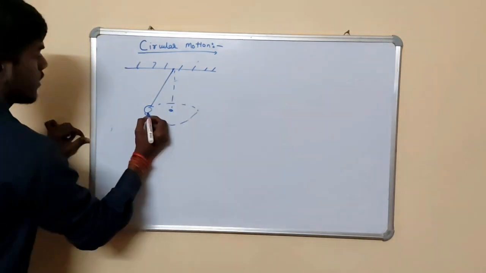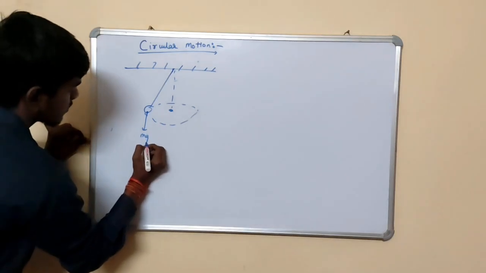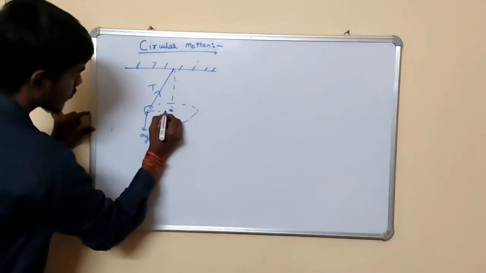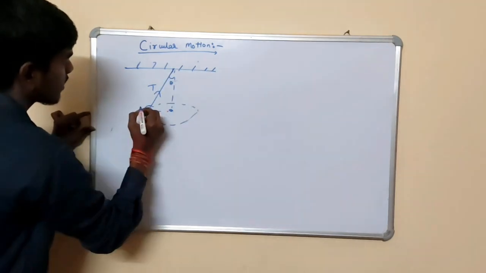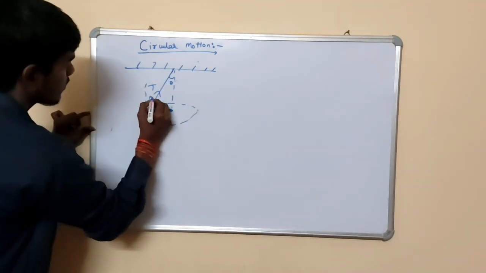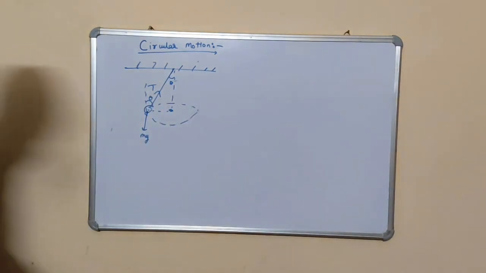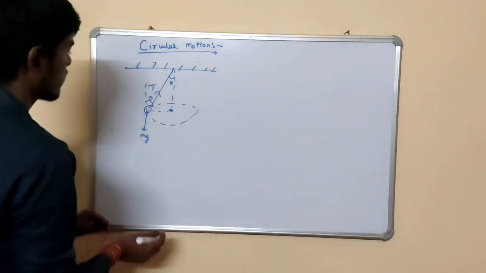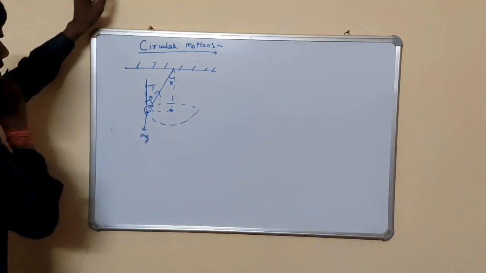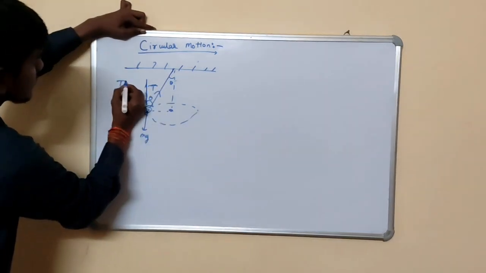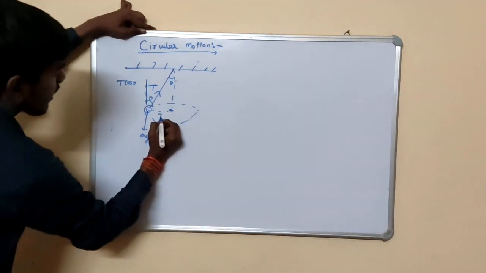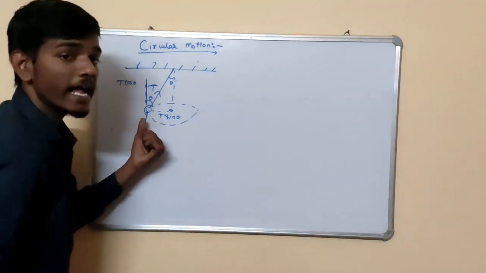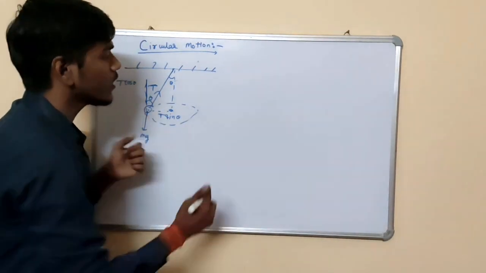Now, this mg is acting downwards. This tension is here, so we also have to resolve the forces. If this angle is theta, it will always be theta. Now I will resolve the component of tension. In this direction the component will be T cos theta, and in this direction the component will be T sin theta. T sin theta is acting towards the center.